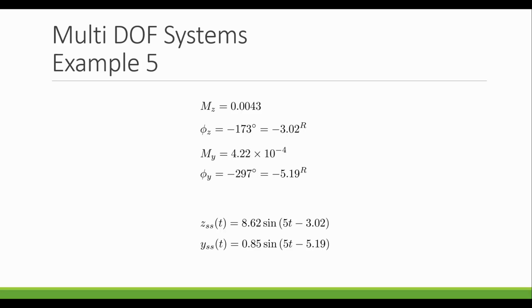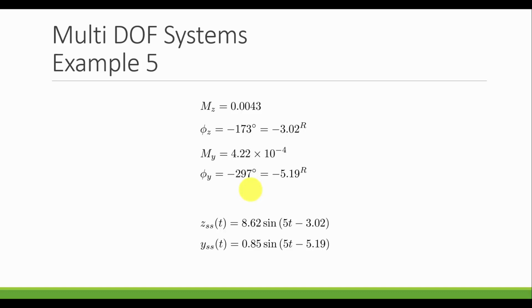When we have multiple degrees of freedom, but there's still only one input, like we have in this example, we can use the exact same idea we used for a second order system: that at steady state, all the outputs are going to be their output amplitude times sine or cosine, depending on what the input was, at the driving frequency, and then plus whatever the phase difference is.